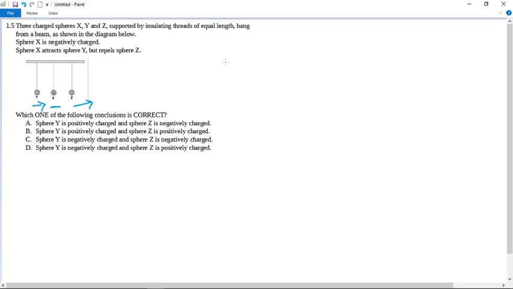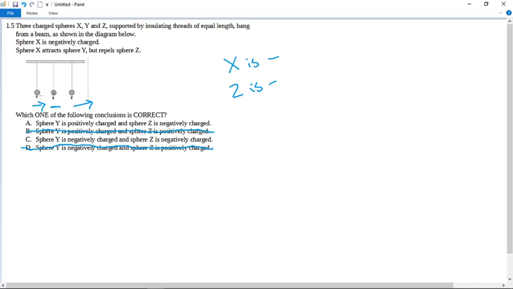All right, so like charges repel. So this tells me like charges repel. If X is negative, then Z is also negative. So we're going to rub out anything that tells you Z is positively charged. Okay, why am I not dealing with the other one first? I'm not dealing with the other one first because remember that attraction can occur between a positive object and a neutral object. Attraction can occur between unlike charges and between a charged object and a neutral object. So I can only in the beginning conclusively state that Z is negatively charged.